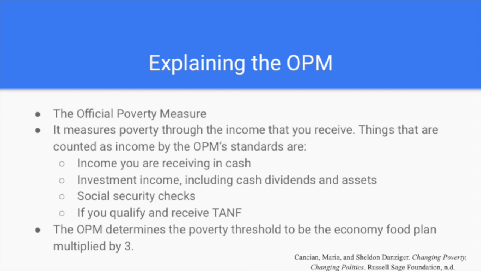The OPM determines the poverty threshold to be the Economy Food Plan multiplied by 3. The Economy Food Plan is decided by a government agency, and this means that it is the cheapest food plan while still providing adequate nutritional value.